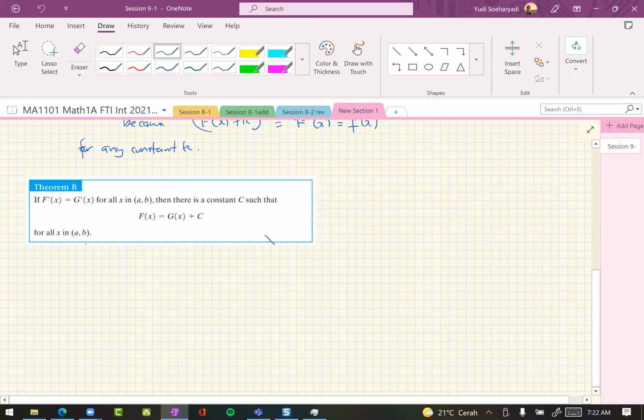Let's see. So you write down, in fact, any two antiderivatives differ by a constant.